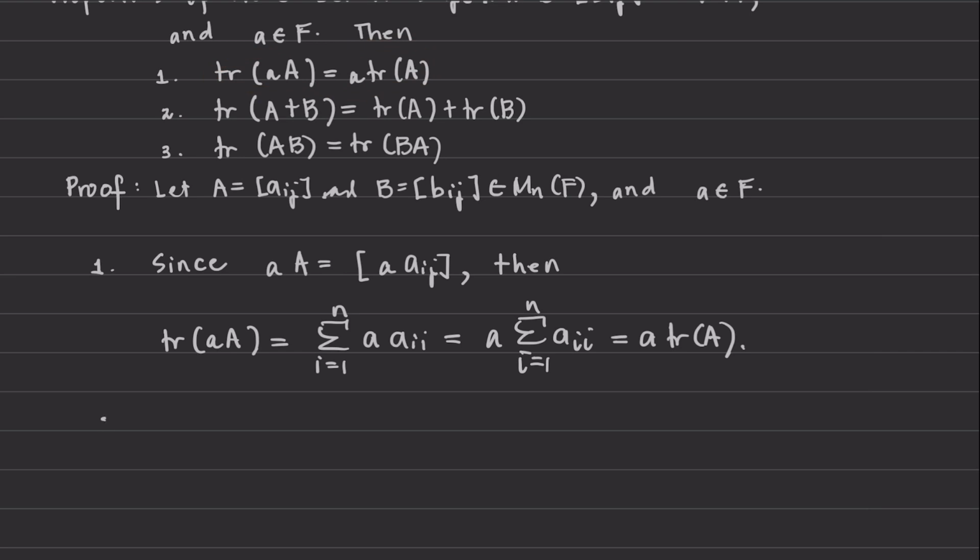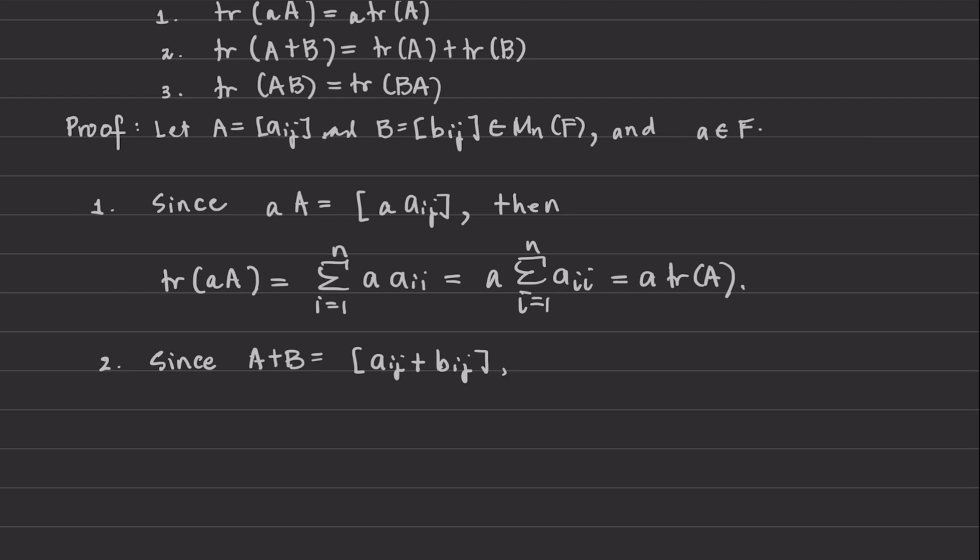Okay, so na-prove na natin yung first property. So, for number 2 naman, ano bang itsura ng A plus B muna? Ang entries nito ay aij plus bij, tama? Then, pag kinompute mo yung trace ng A plus B, this is summation ng ii entries nito. So, lahat ng mga j, papalitan mo lang ng i.